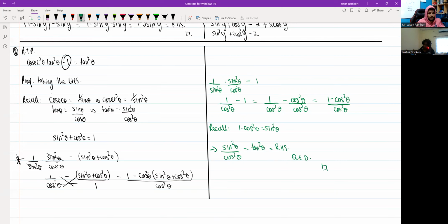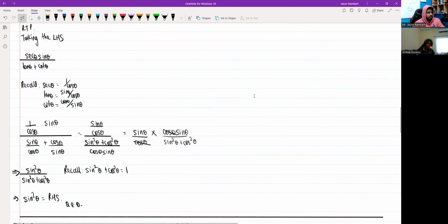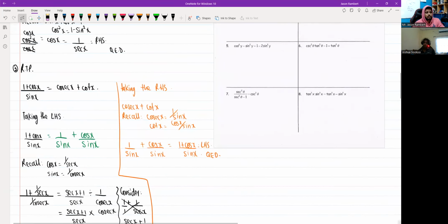So you might have seen me draw a little box here. This box is also a symbol for proven. All right, but we use QED. All right, so go ahead, try number 7, and we'll do the solutions when I finish.